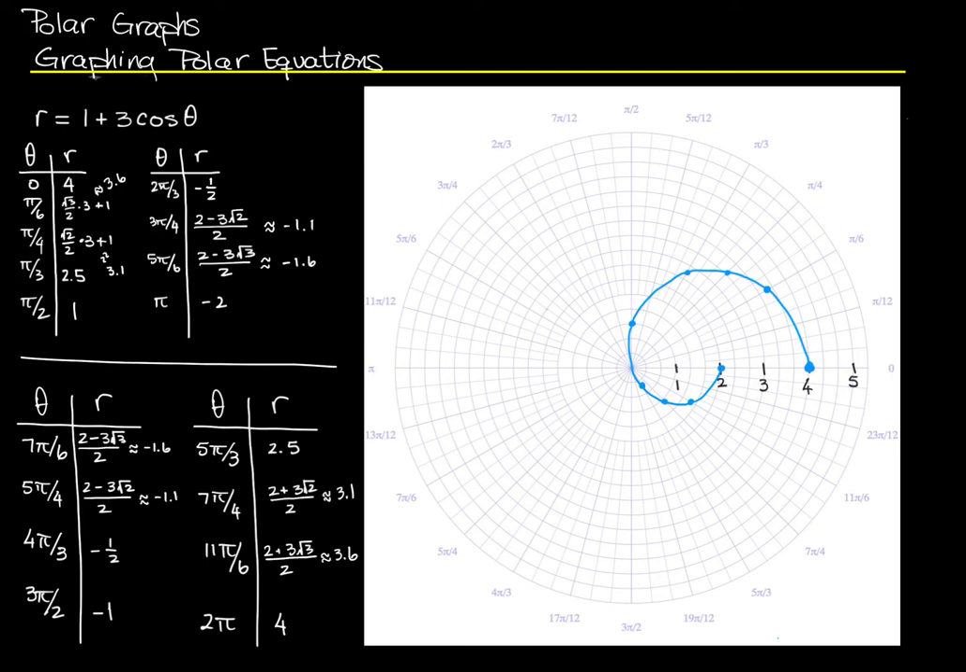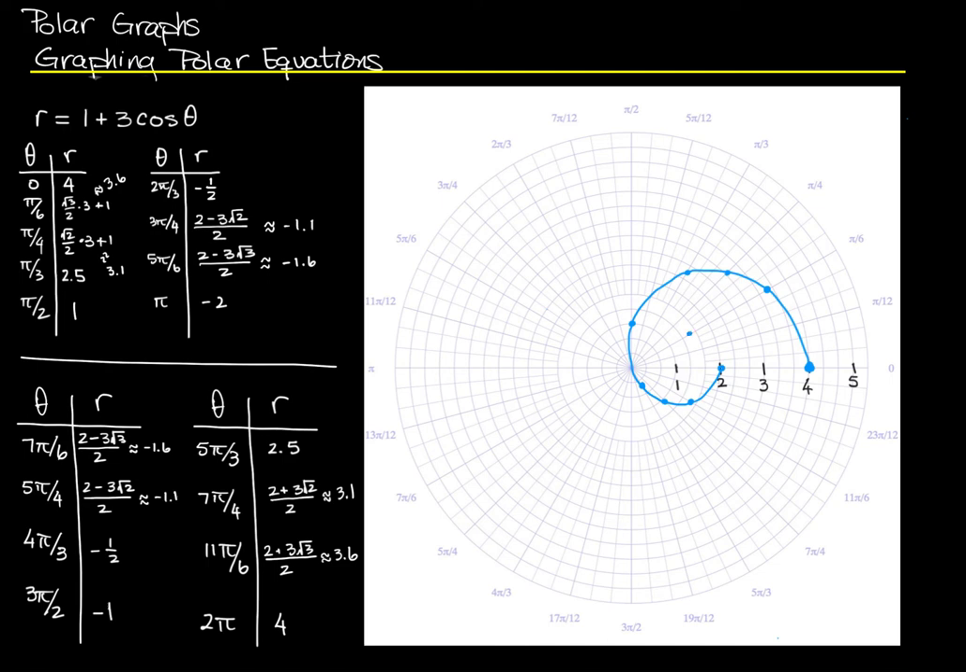So now let's go ahead and plot these. I'm going to plot 7 pi over 6, negative 1.6, 5 pi over 4, negative 1.1, 4 pi over 3, negative a half, and 3 pi over 2, negative 1. 7 pi over 6, negative 1.6 is back here. Which line is this? It's back here somewhere. And I want to be 1.6 in the negative direction, so it's going to be about there.